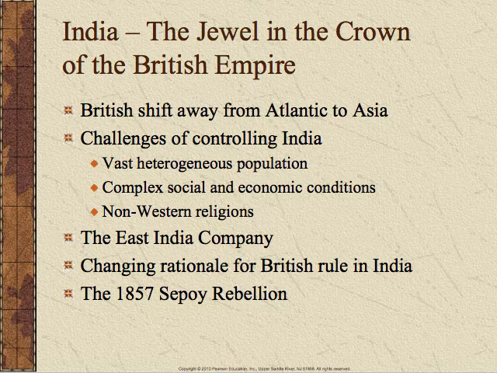The East India Company, as a result of that, is going to hit a major snag in 1857 when they have a major uprising on their hands of native contingents, so-called sepoys. These are native Indians who serve in the East India Company Army.